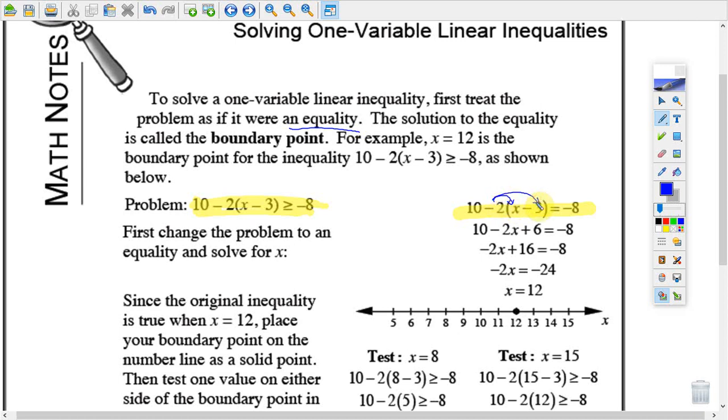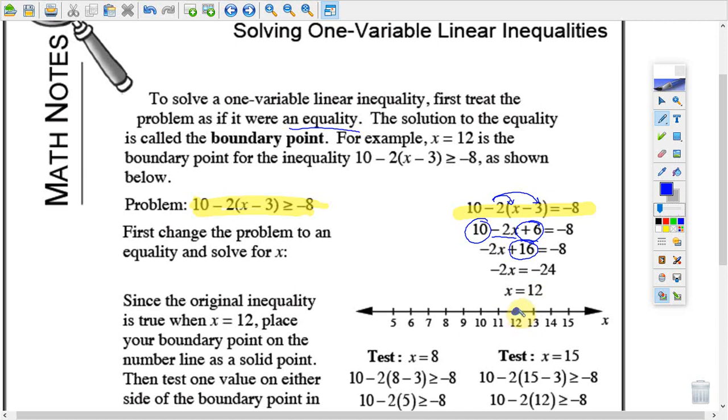After we distribute the 2, we'll end up with negative 2x plus 6 here. We'll combine our like terms, the positive 6 and the positive 10 into 16 like so. Subtract 16 from both sides and you end up with negative 2x equals negative 24. If you divide both sides by negative 2, you get x equals 12.